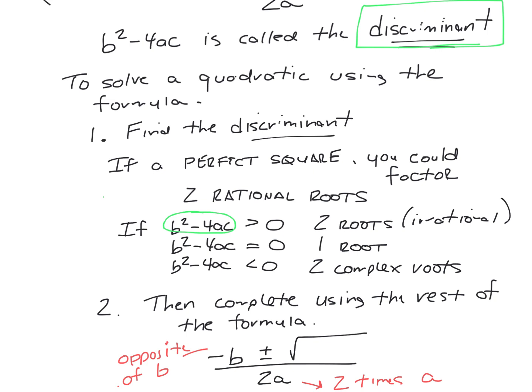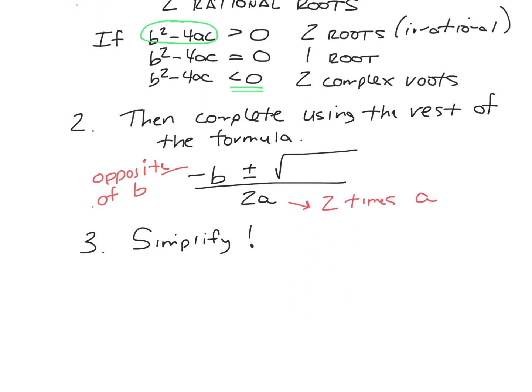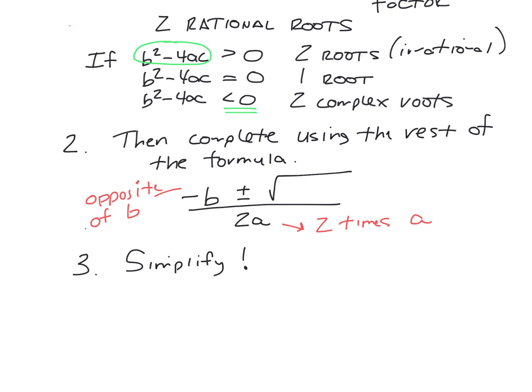If the discriminant equals 0, you're going to have one root. And if the discriminant is less than 0 or negative, you would have two complex roots, which remember will involve i. Once you find the discriminant, you'll complete using the rest of the formula. So this part has been done already for you. That would be the discriminant. And then here you just have the opposite of b, negative b, and then it's all over 2 times the a value. Then, if that part under the square root sign can be simplified, you should do that.